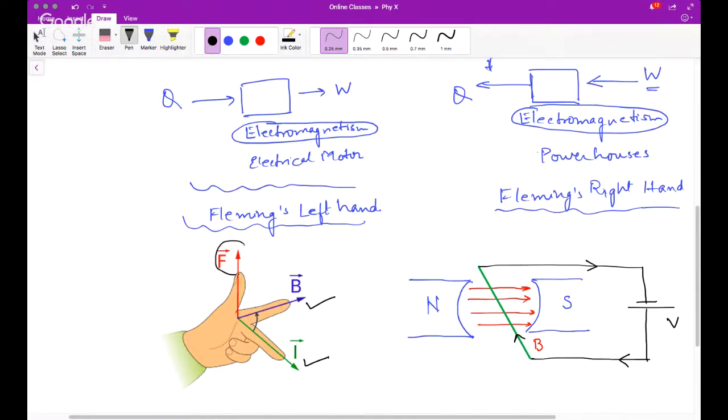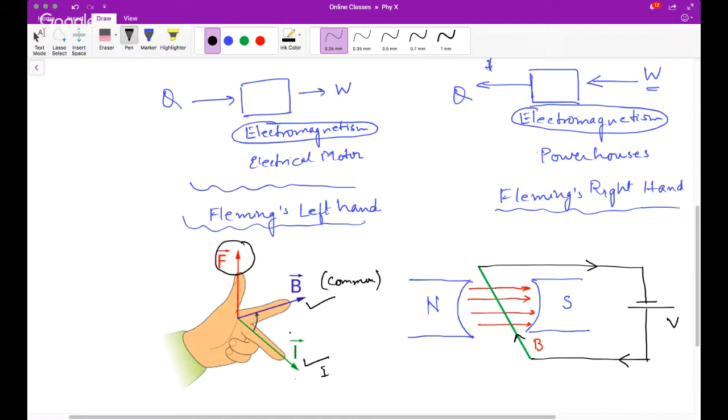So this is the output, right? This is the input. And this is the common thing. It has to be there, without which nothing will happen. Right? So input is electricity, output is force. Now, we know the direction of the magnetic field, we know the direction of the electric current. We just need to find out the direction of force.